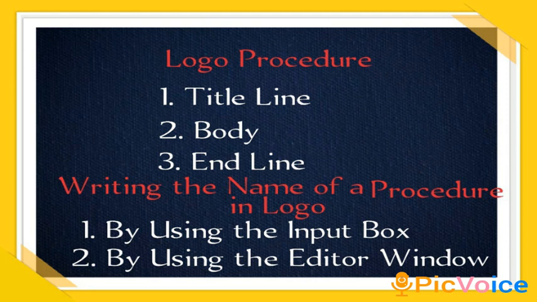Then the editor window will be displayed with the first and the last line of the procedure defined for you. Then step 2 is click at the end of the "to" shape name line and press the enter key. Now enter the commands to draw a shape. Suppose we want to draw a triangle.